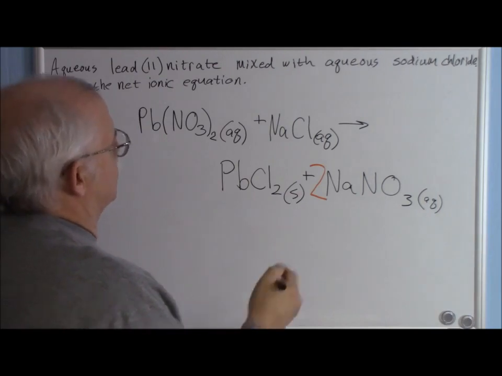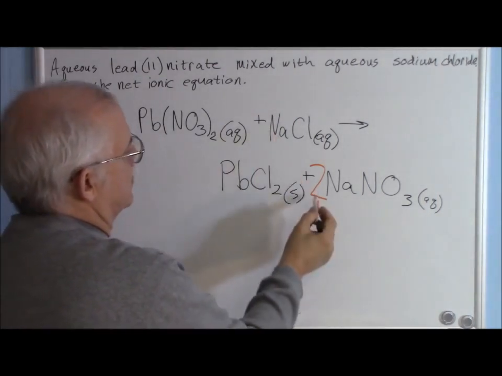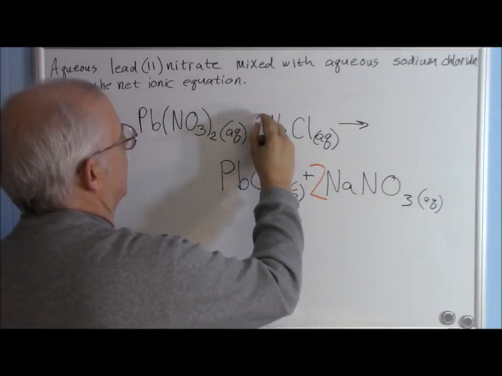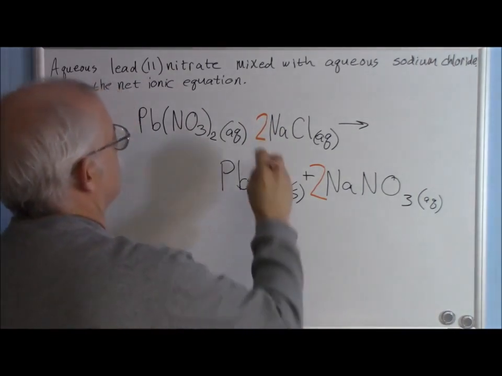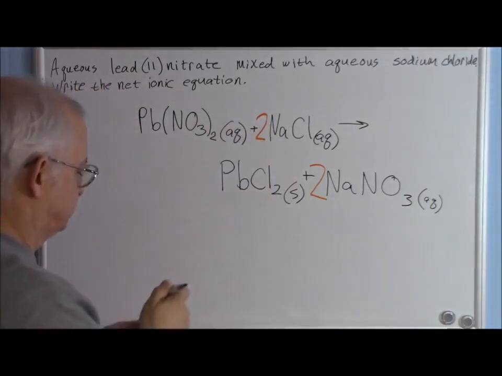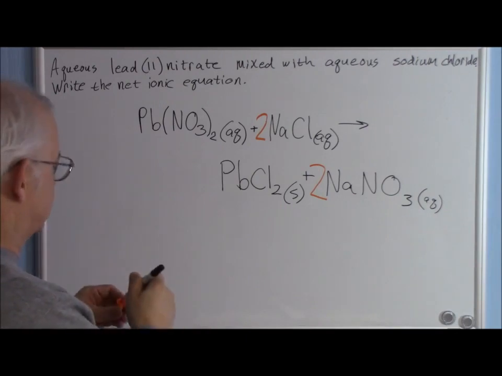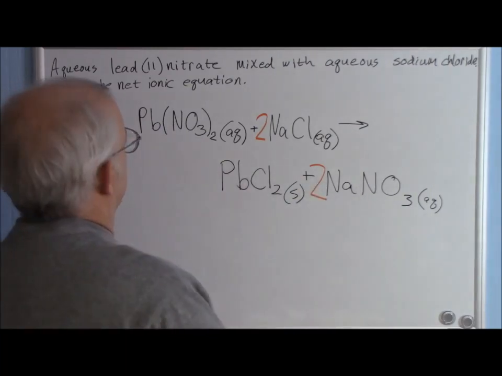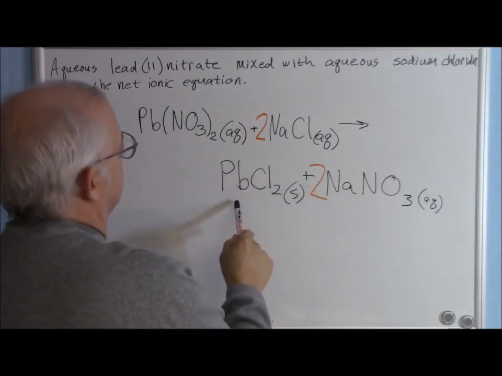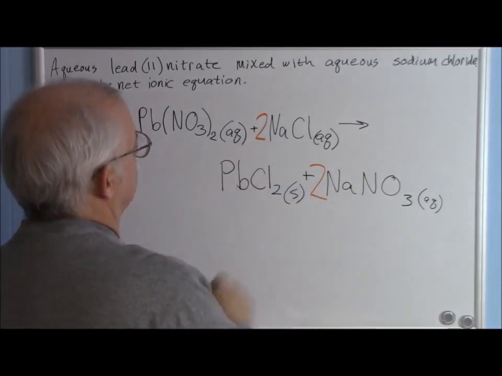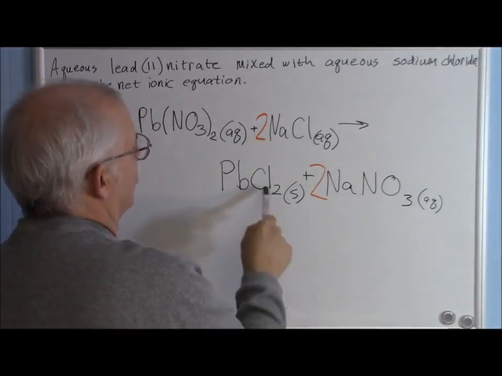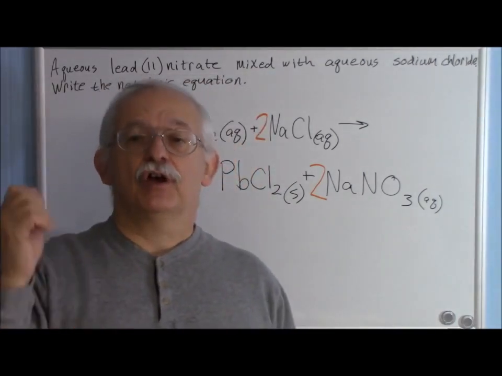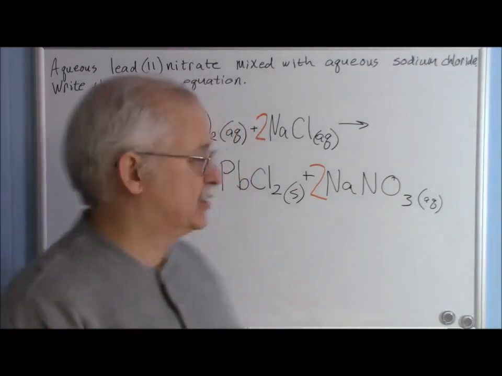Let's look at sodiums. Okay, I have 1 sodium there and 2 sodiums there. So it looks like we might need to have 2 sodiums there. And let's go back and check everything out. 2 nitrates, 2 nitrates, 1 lead, 1 lead, 2 sodiums, 2 sodiums, 2 chlorides, 2 chlorides. So now we've gone from a skeleton equation to a balanced chemical equation.